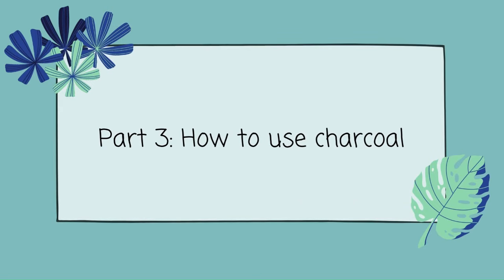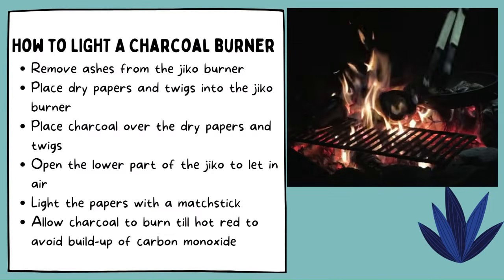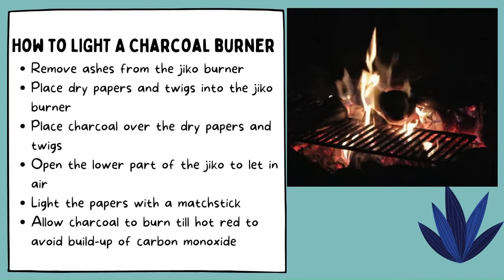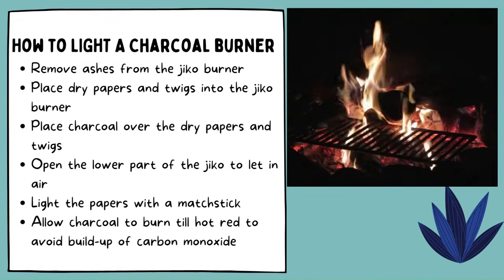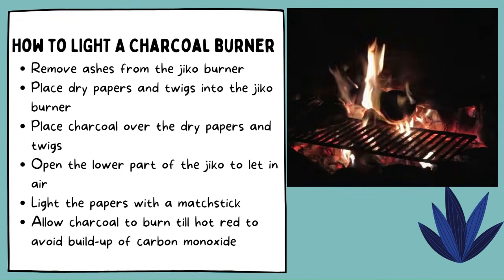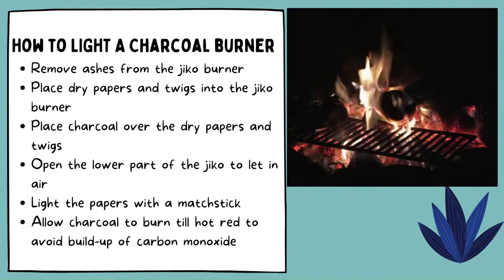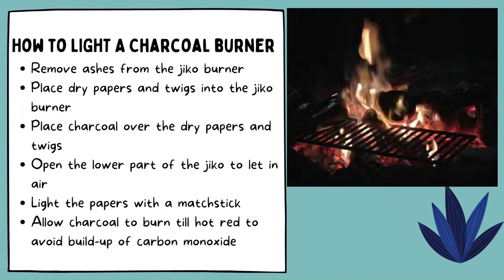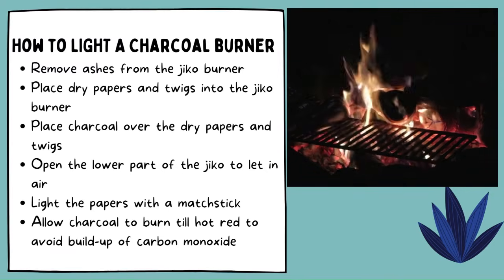In this third part of our lesson, we are going to look at how to use charcoal. Let's look at how to light a charcoal burner. 1. Remove ashes from the charcoal burner. Place dry papers and twigs into the charcoal burner. Place charcoal over the dry papers and twigs, and the charcoal should be in small pieces at this point.